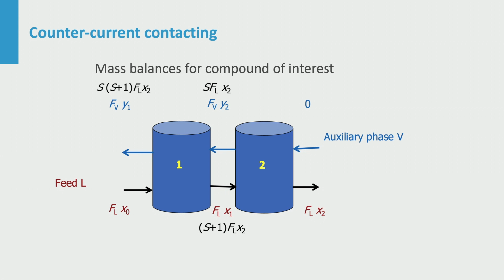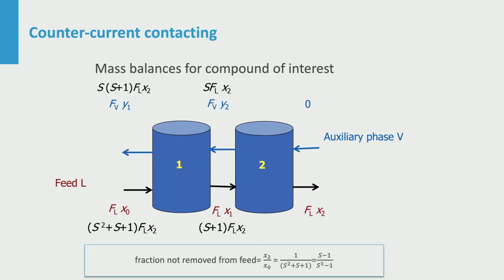Then S times as much leaves stage 1 with V phase. Knowing the two outflows of stage 1 and one of its inflows, the mass balance of stage 1 tells us how we also can express its second inflow in terms of FL times X2. Comparing how much enters and leaves overall at the L side, we get an equation of the fraction that is not removed from the feed. The final equation was shown some slides earlier. Now you know how it can be derived.